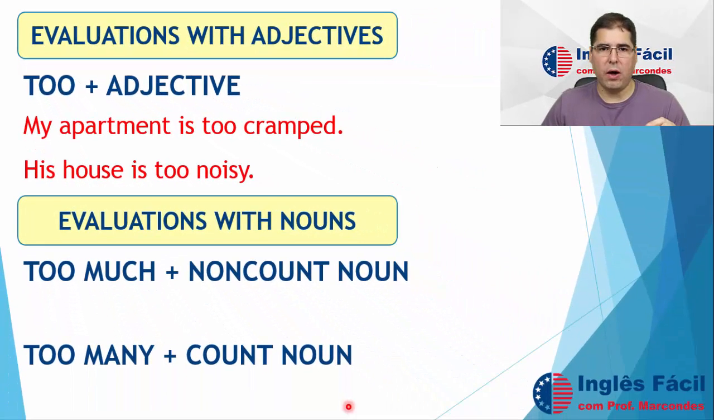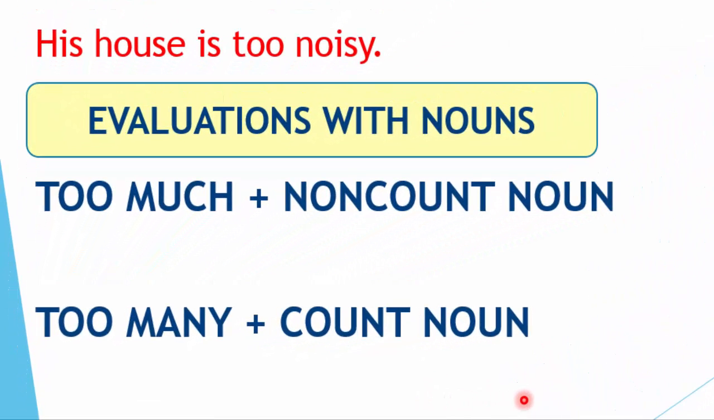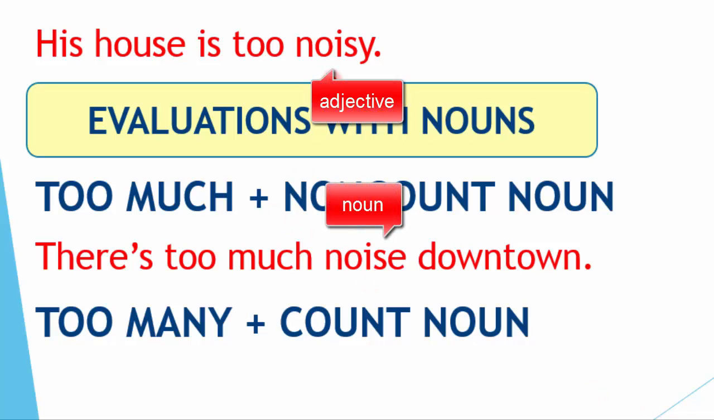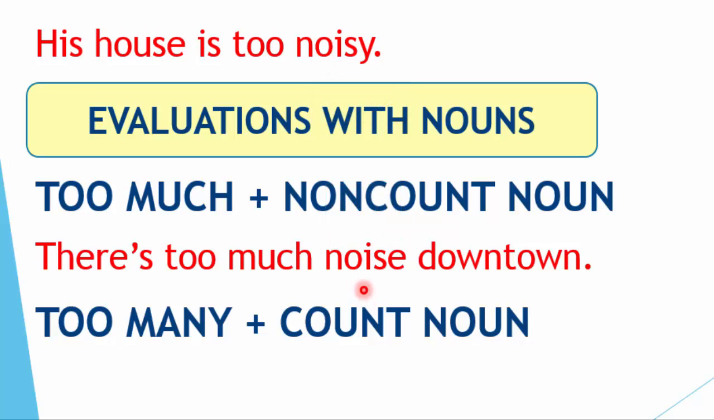Now, when we use a noun, first thing we have to do is to pay attention if the noun is countable or non-countable, okay? Example, with non-count noun, we use too much, right? Too much plus non-count noun. Example, there's too much noise downtown. So noise is a noun, different from noisy. Noisy is an adjective, remember? And noise is a noun. So I cannot say too noise. I have to say too much noise, okay?